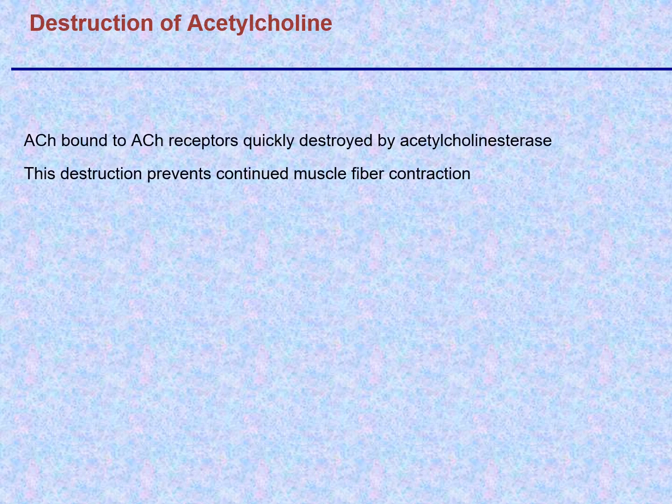As I said, the acetylcholine bound to the receptors comes off and gets destroyed by the enzyme acetylcholinesterase, and that prevents continuous muscle fiber activation and, in other words, contraction. It doesn't continually contract. It'll stop unless more signals come down the axon.